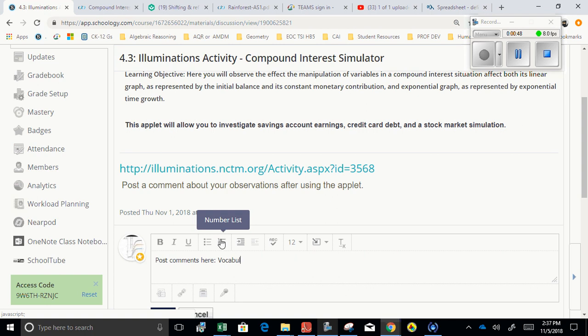Vocabulary. Let's start with that. So principal. What is principal? Principal, the initial amount or present value of money in your investment.